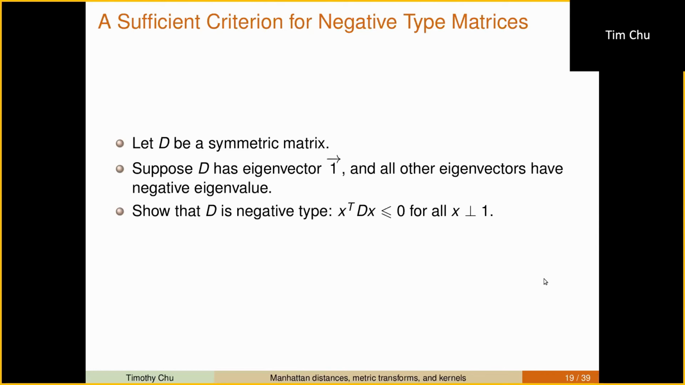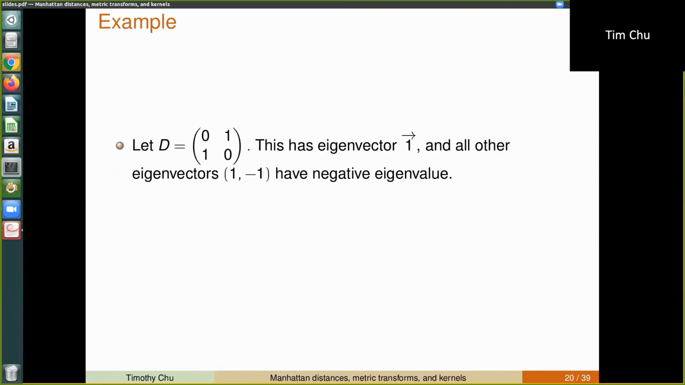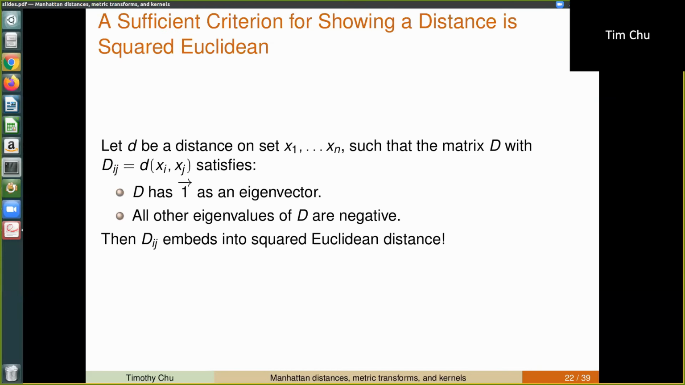Okay, well, I'll just go through it. This is actually fairly simple. If your matrix D has an eigenvector of the all ones and all of the other eigenvectors have negative eigenvalue, well, D is symmetric, so all the eigenvectors are orthonormal. And so X transpose dx, if X is orthogonal to the all ones vector, is just some linear combination of the other eigenvectors.